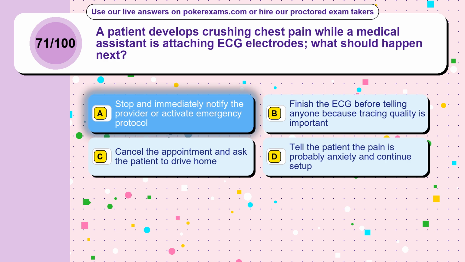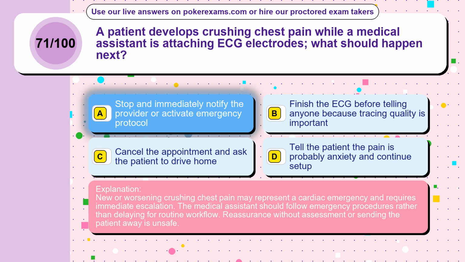The correct answer is option A. Stop and immediately notify the provider or activate emergency protocol. New or worsening crushing chest pain may represent a cardiac emergency and requires immediate escalation. The medical assistant should follow emergency procedures rather than delaying for routine workflow. Reassurance without assessment or sending the patient away is unsafe.